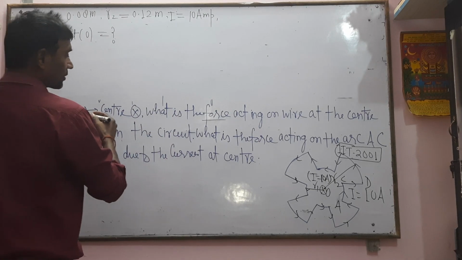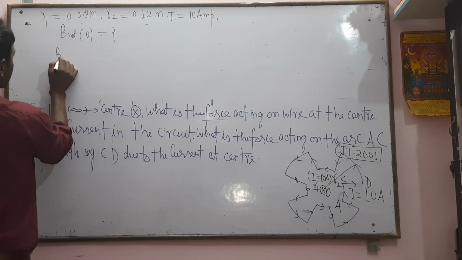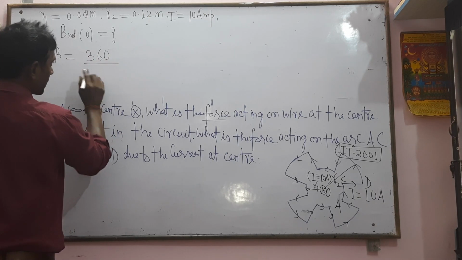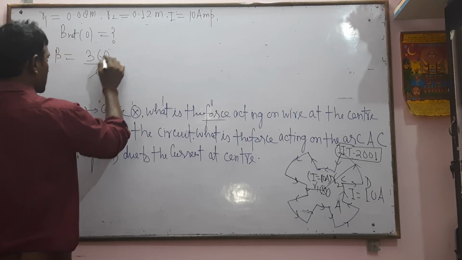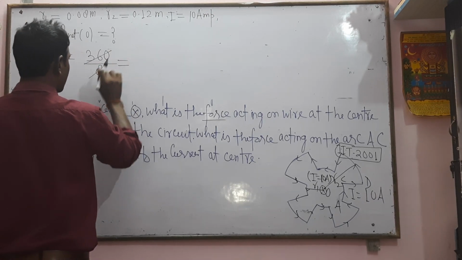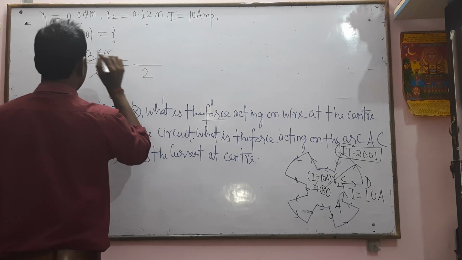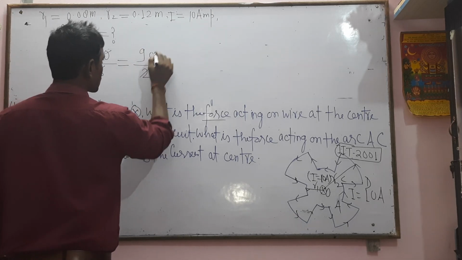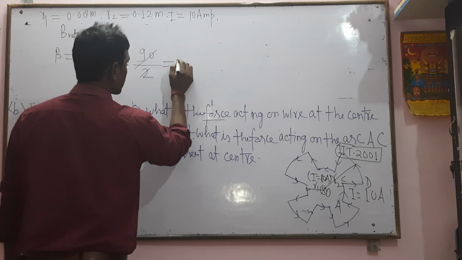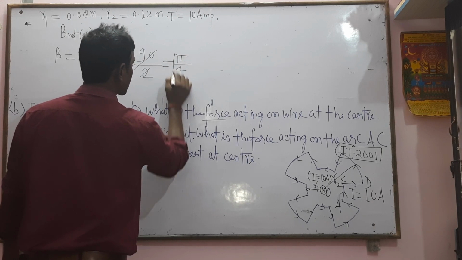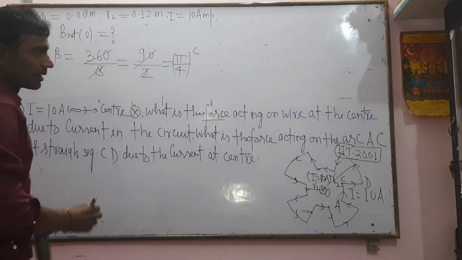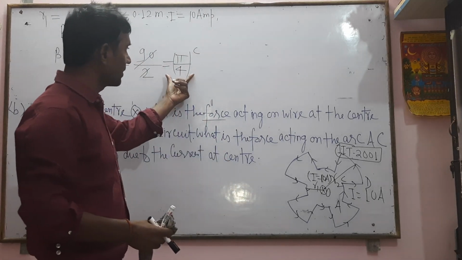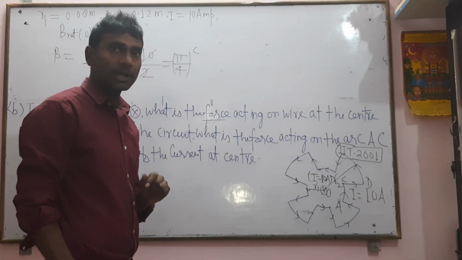So we are trying to find the angle alpha, or we can say beta. Total angle for the circular path is 360 divided by 8. 360 divided by 8: 4 times 9 is 36, so 90 divided by 2 equals 45. 45 degrees means the angle is pi by 4 radian. So the angle for each part, beta, equals pi by 4 radian.